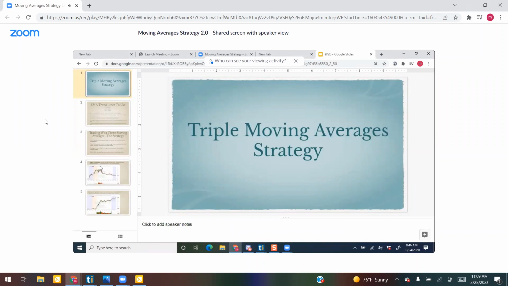I just wanted to have an opportunity today to discuss a strategy that I've been finding not only backtests well, but also has been pretty effective in the type of market conditions that we are under right now. And that's called the triple moving averages strategy.